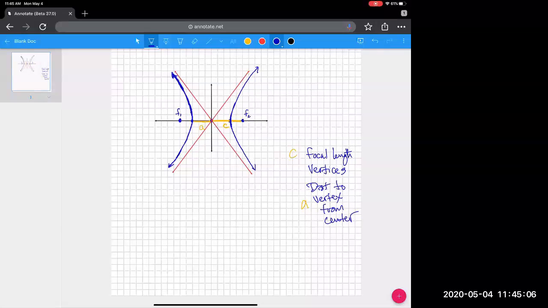All right, so I put this in here because then we can see our B value that we have to define. We're going to have an A, B, and a C. So our B value is going to be the distance from vertex up, meaning vertically, to the asymptote. So in the picture, that's this distance.